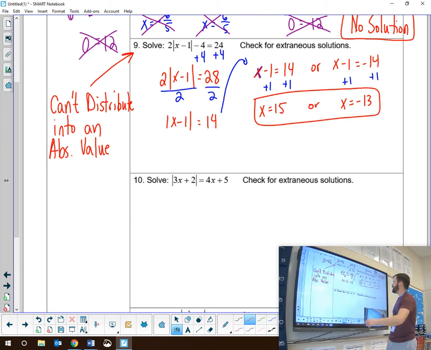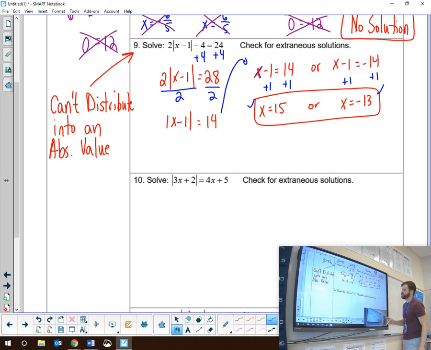Let's try them out. If I plugged 15 back into my original equation, 15 minus 1 is 14. The absolute value of 14, hey look, it's 14. Negative 13, let's plug that in. Negative 13 minus 1 is negative 14. The absolute value of negative 14 is positive 14, so it still works. So both of these are true answers. Okay, so we know we got it right.